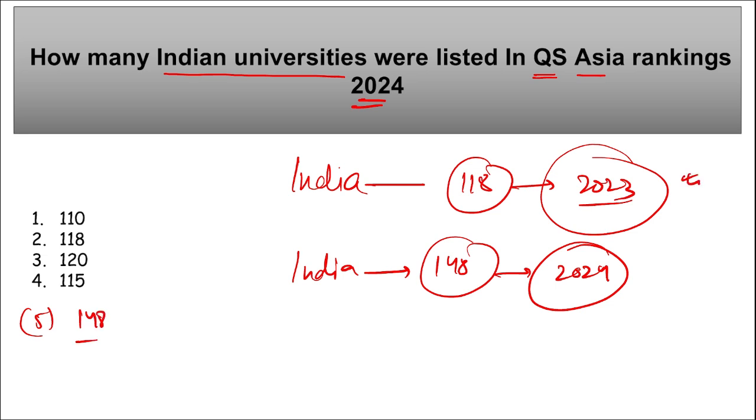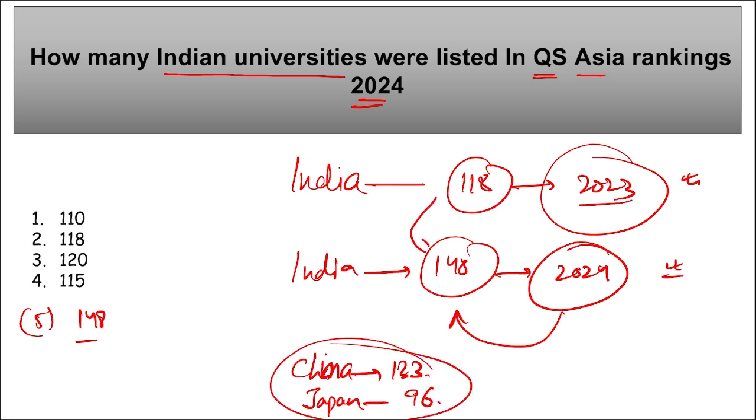118 were there in 2023, and for 2024 there are 148 Indian universities that were listed in the Quacquarelli Symonds World University ranking for Asia 2024. Correct? And remember, now India has the highest representation in Asia's higher education system, surpassing China and Japan. China has a representation of 133 universities, whereas Japan has 96. And here you can see there is an increase in 2024 by almost 30 universities. Correct? So coming back, how many Indian universities were there in the QS Asia University ranking for 2024? It is 148. Right?